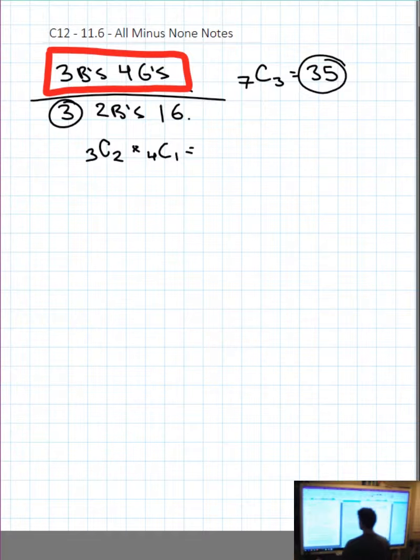That's not in the notes. Let me just put that into my calculator here. 3 choose 2 times 4 choose 1 equals 12. And we could write all those cases out.